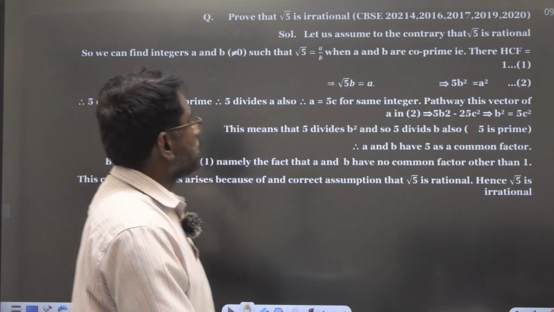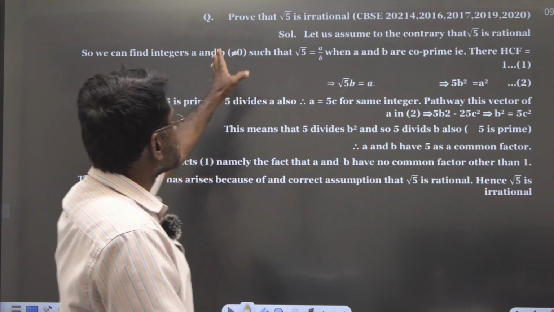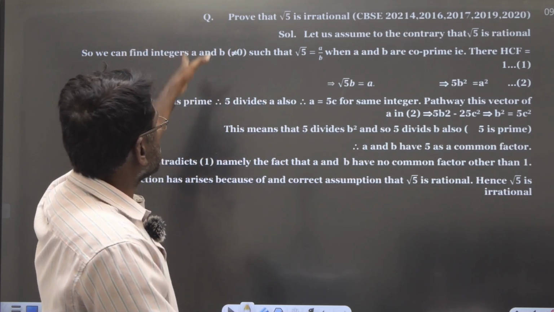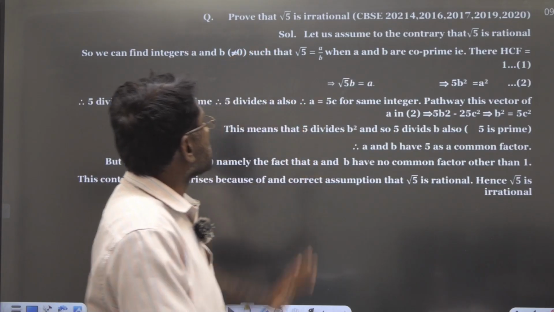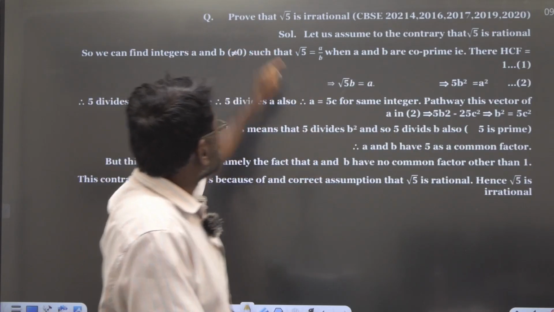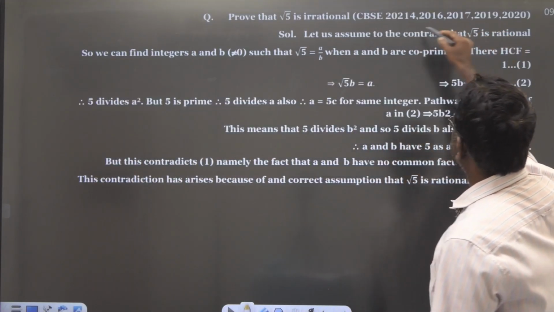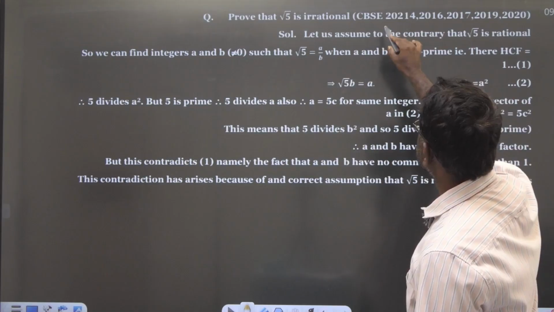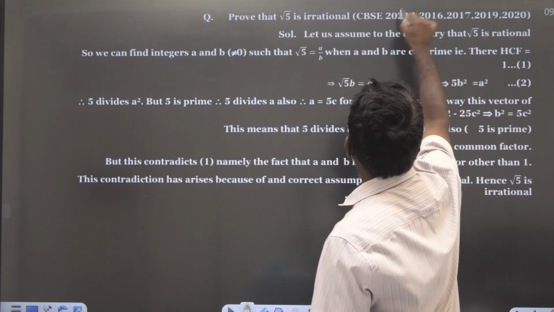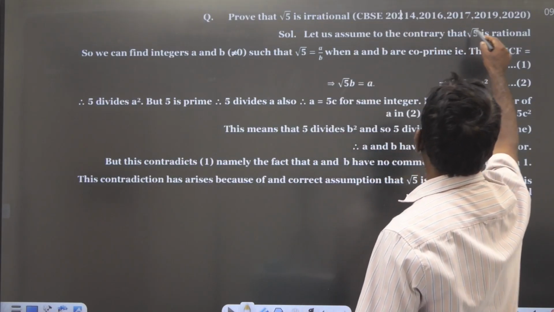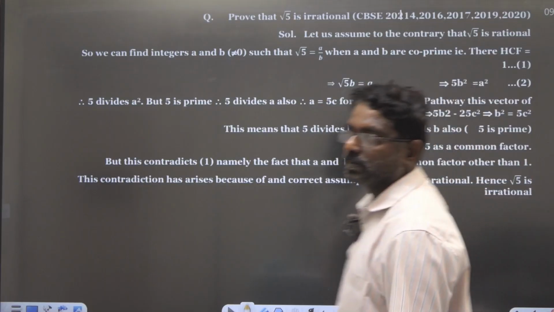Now we can do some very, very important questions. Almost every year in your board exams, this type of question is asked: Prove that root 5 is irrational. I tagged the years in which the board examination asked this question. CBSE: 2014, 2016, 2017, 2019, 2020.